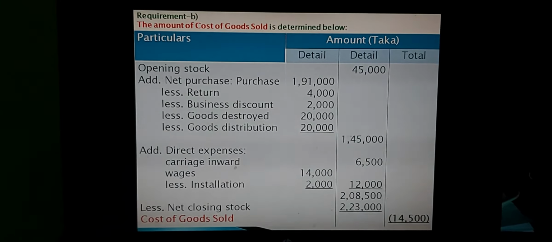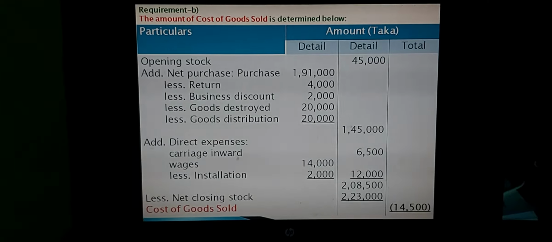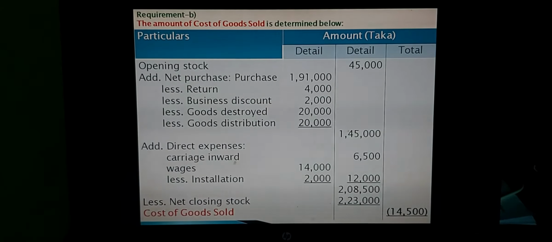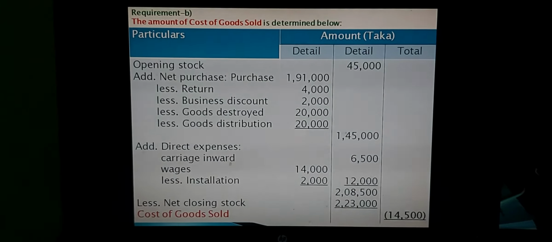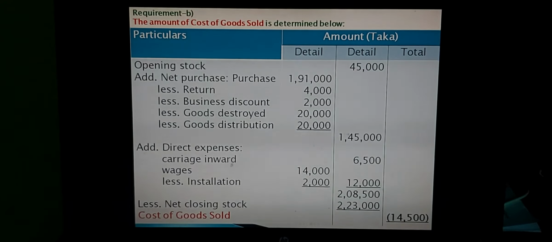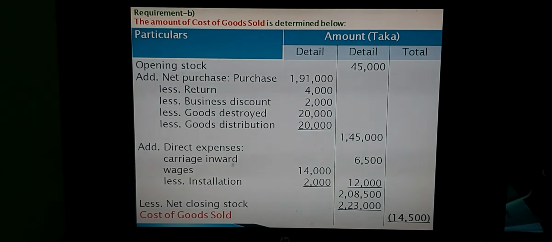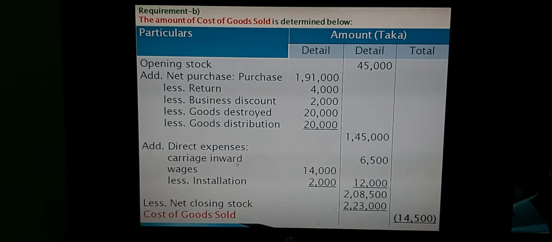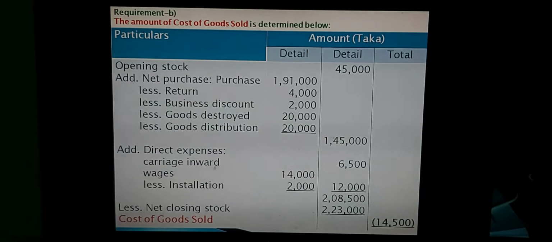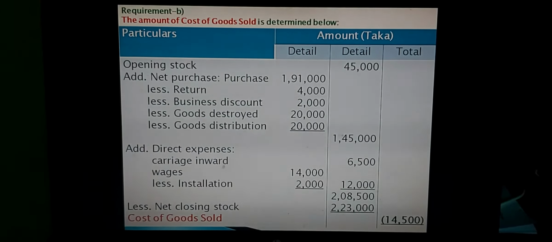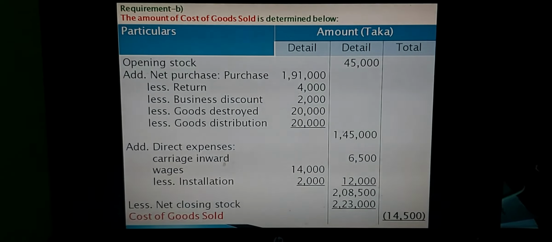Goods distribution, goods destroyed, goods lost, and goods stolen. These items are always to be deducted from the purchase amount. So you can deduct it from the purchase amount taka 20,000. At this moment you can find out the amount of net purchase 1,45,000 in middle column.